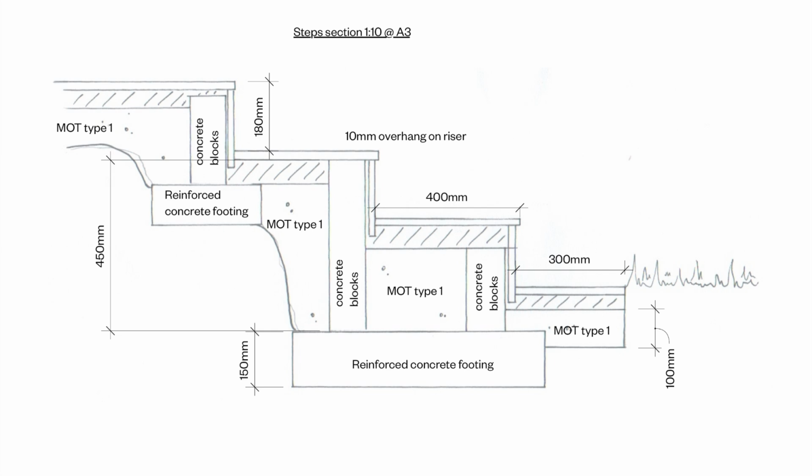But yeah, one of the ways in which we can really earn our keep is by reducing contingencies and therefore saving the client money. Let's consider a set of steps down from a terrace, for example. When built correctly, these consist of a concrete float or foundation, concrete blocks or bricks, and then paving.